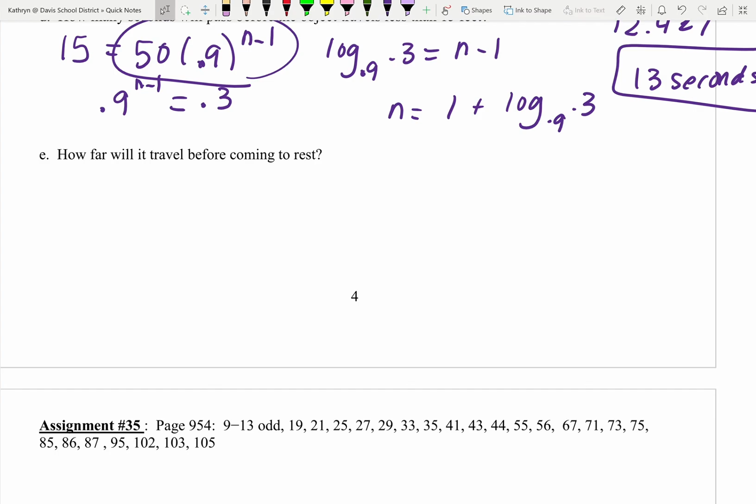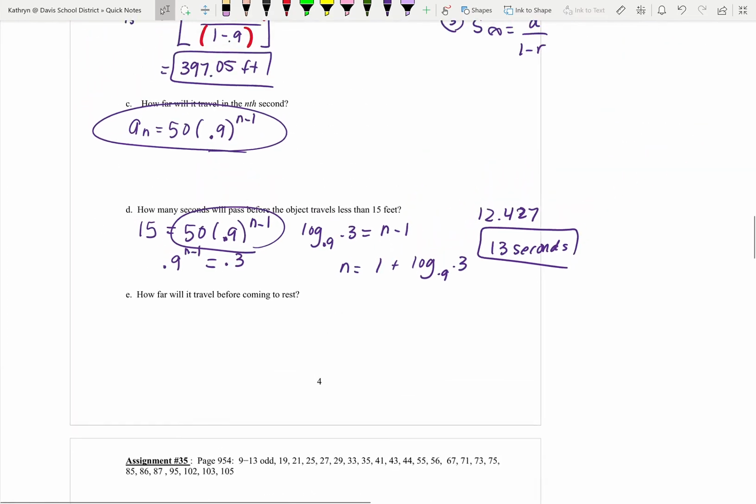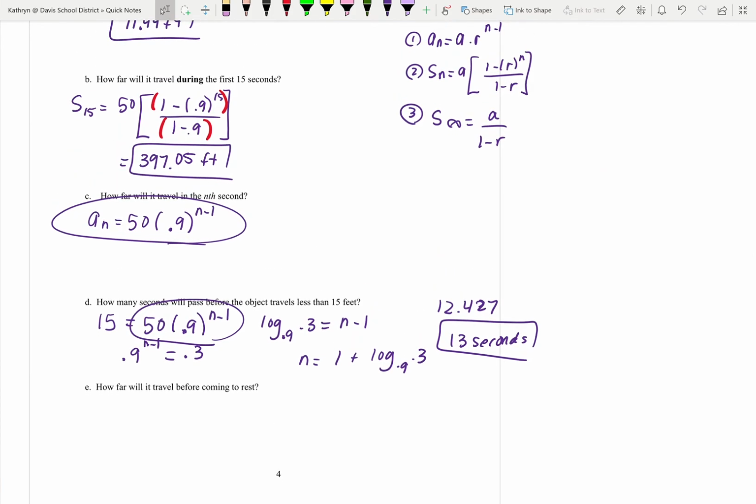Okay. Question E. How far will it travel before coming to a rest? Okay, so look right here. It goes 50, 45, smaller, smaller, smaller, smaller, smaller, smaller. I'm being annoying on purpose. Smaller, smaller, smaller. What am I talking about? I'm converging. I'm talking about what kind of a sequence? Infinite. Keeps on going. That distance that it travels gets so small that it doesn't even affect it.